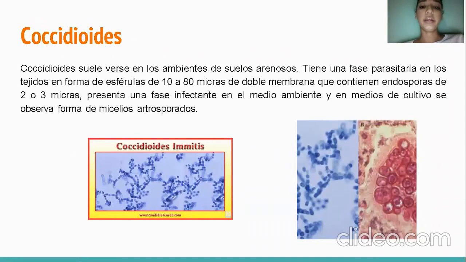It is often seen in sandy soil environments. They have a parasitic phase in the tissues in the form of spherules of 10 to 18 microns with a double membrane containing endospores of 2 or 3 microns. They have an infective phase in the environment.